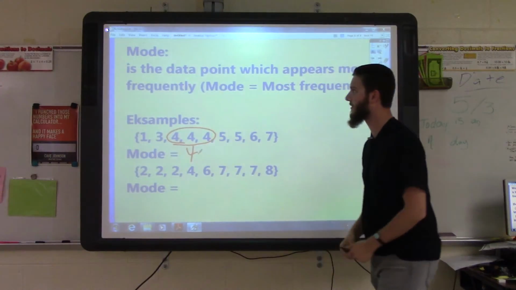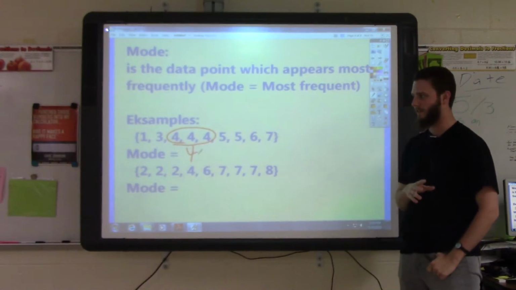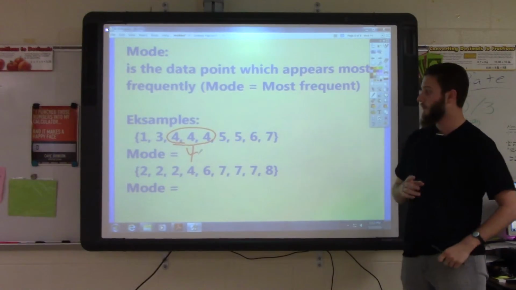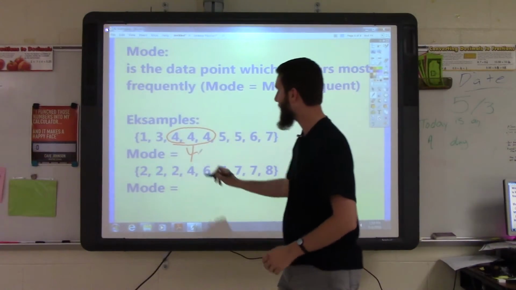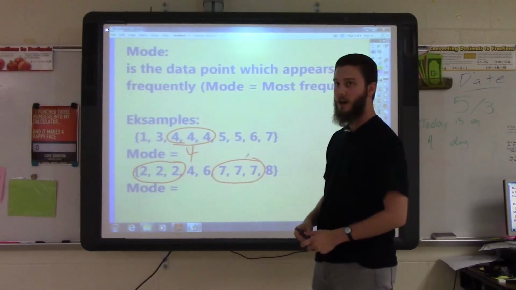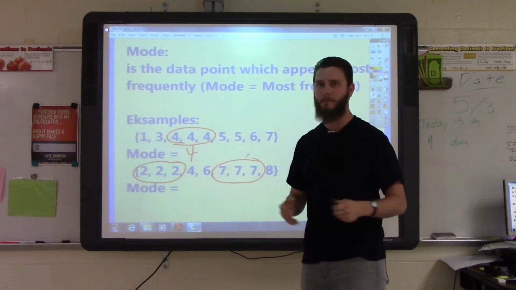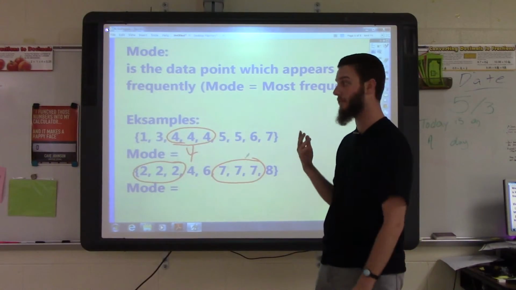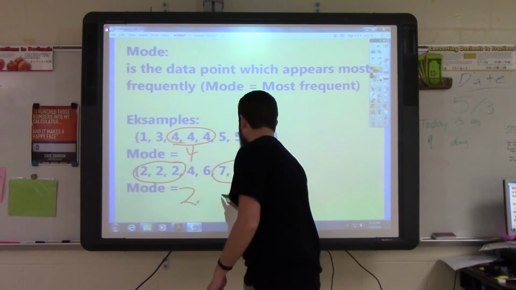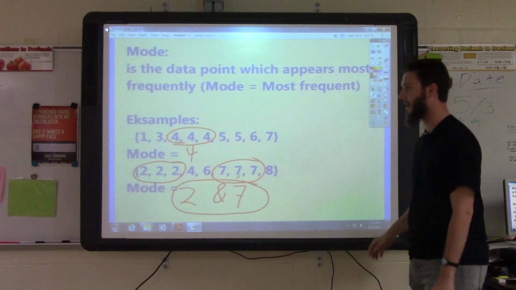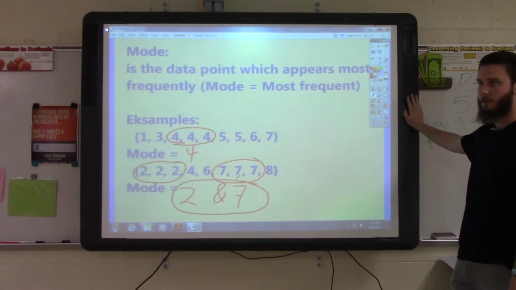My mode is 4. I included a second example on this slide because sometimes, this doesn't happen very often, but sometimes you will have multiple modes. So if you look at this set of data, we have 3 2s over here, but we've also got 3 7s over here. Unlike the median, where you had to find the average of your two numbers that were caught in the middle, your mode can be multiple numbers. In this case, the number 2 and the number 7 are both going to be my mode for that set of data. You guys doing okay so far?